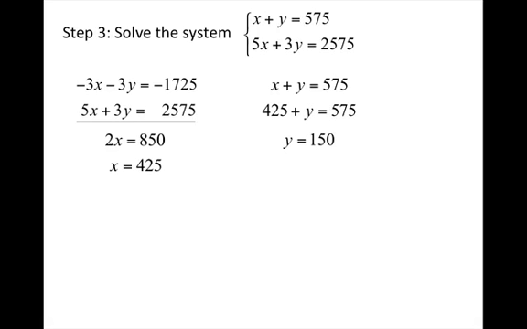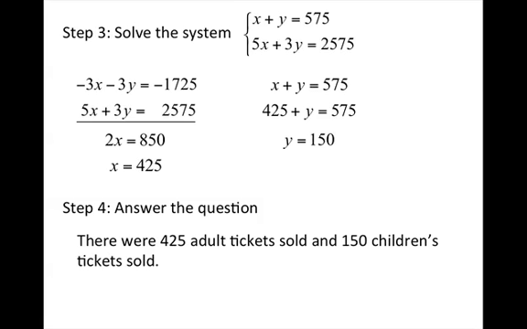Normally, if I started with a system of equations, I would write my solution as an ordered pair. But since this was an application problem, I want to answer the question and not just give an ordered pair. So to answer the question, there were 425 adult tickets sold and 150 children's tickets sold.